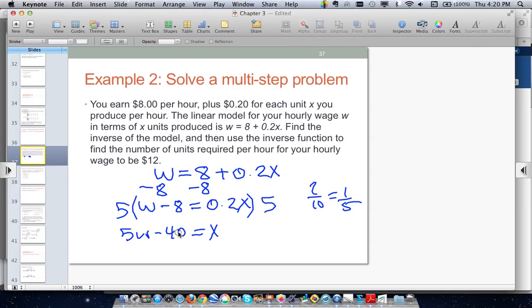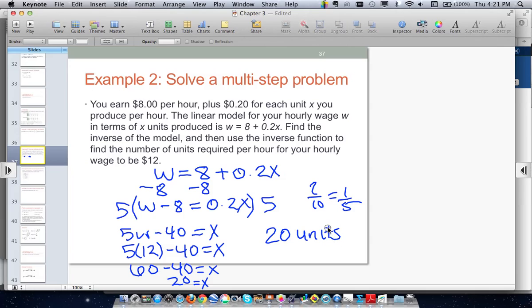If my hourly wage is $12, substitute in 12, and then solve the equation. So 60 minus 40 would give us 20. So that means in order to make $12, I need to produce 20 units of this object, whatever this object is.